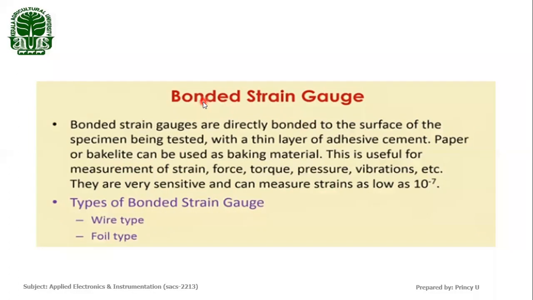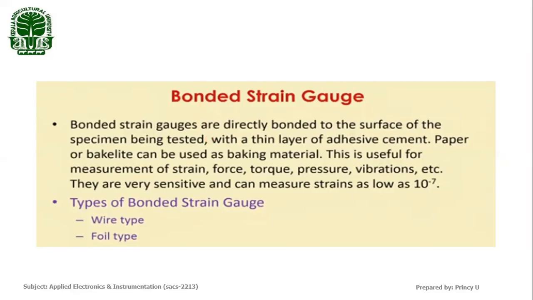So strain gauges are of three types: unbonded, bonded and semiconductor type. These are the bonded strain gauges. Bonded strain gauges are directly bonded to the surface of the solid material being tested. For the material whose stress or strain is to be measured, we bond the strain gauge to that metal surface. Transducers using bonded resistance gauges are widely used for measurement of several physical variables such as strain, force, torque, pressure and vibration.